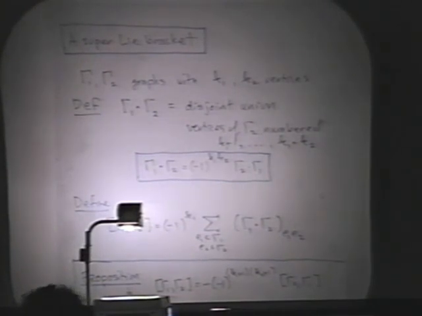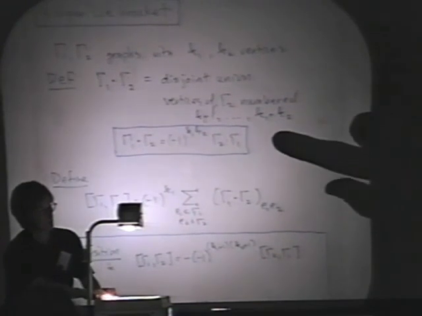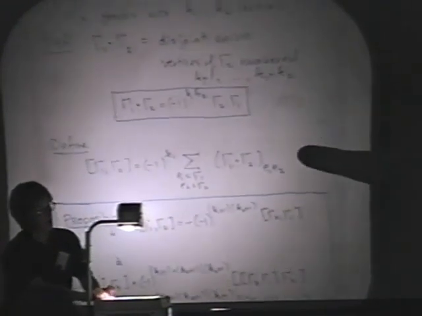So you take the disjoint union of these graphs. If you had graphs numbered 1 to K1 and 1 to K2, you bump up the numbers on this one so that you have a graph with edges numbered 1 to K1 plus K2. And you get this relation. And you define the bracket like this.